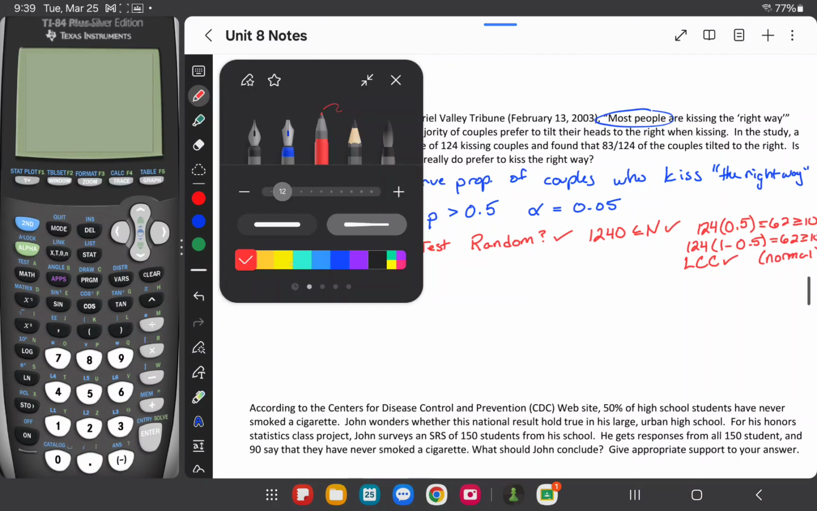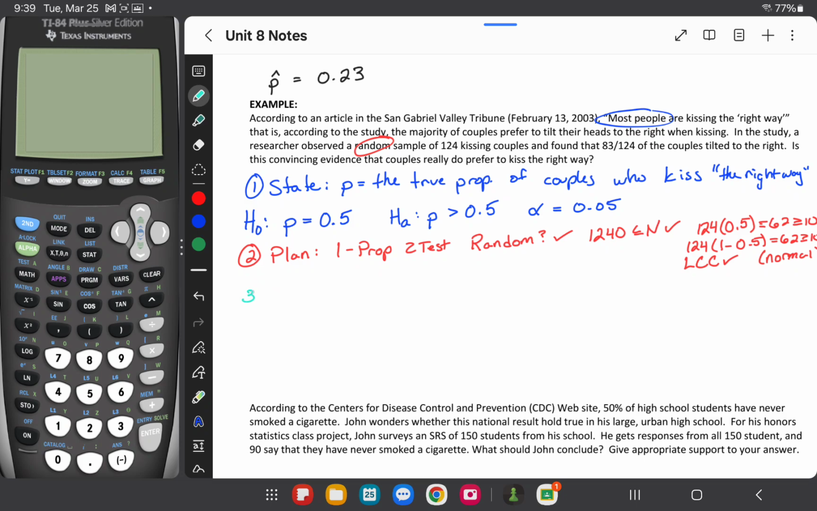Okay, so now let's actually do our test. Here's where we need to calculate a couple of things. First thing we need to calculate is our test statistic, which is z. To find our test statistic, we're going to take our p hat, which is 83 out of 124, minus our claimed proportion, p null, which is 0.5, and divide that by the square root of our standard error here. So 0.5 for p null, 1 minus 0.5 is also 0.5, all over our n, so 124 there.